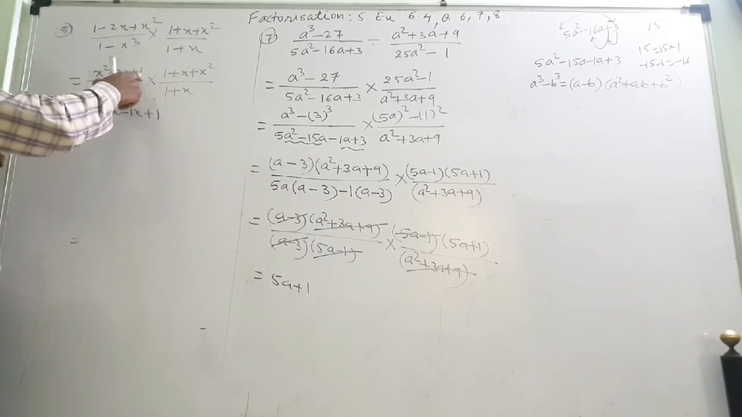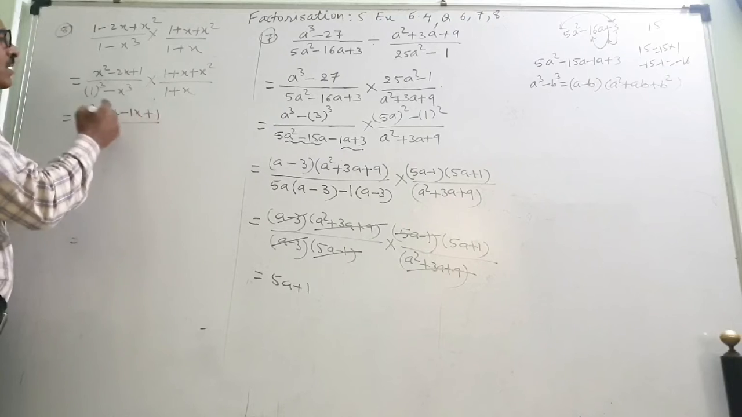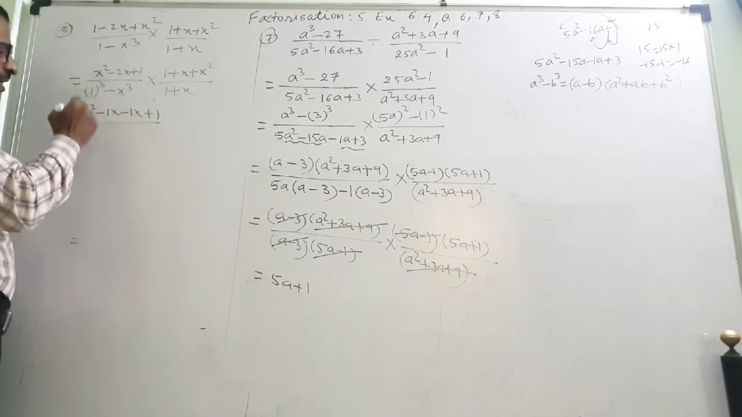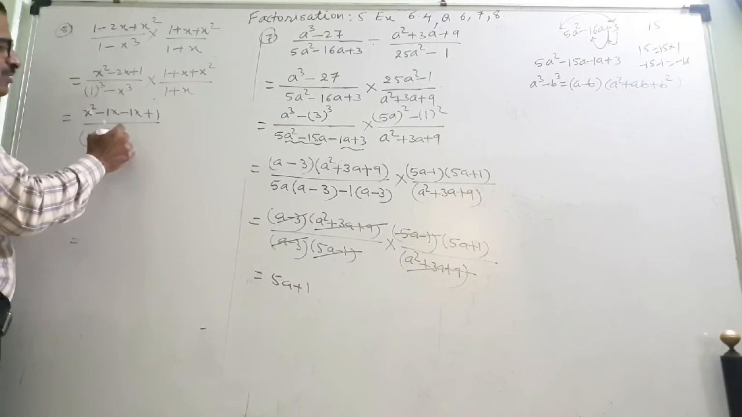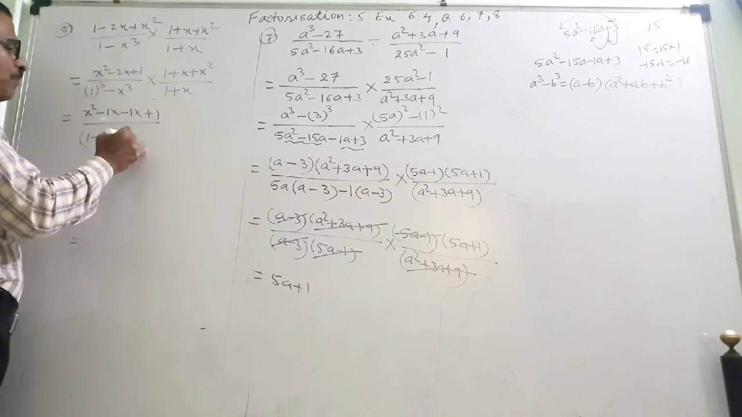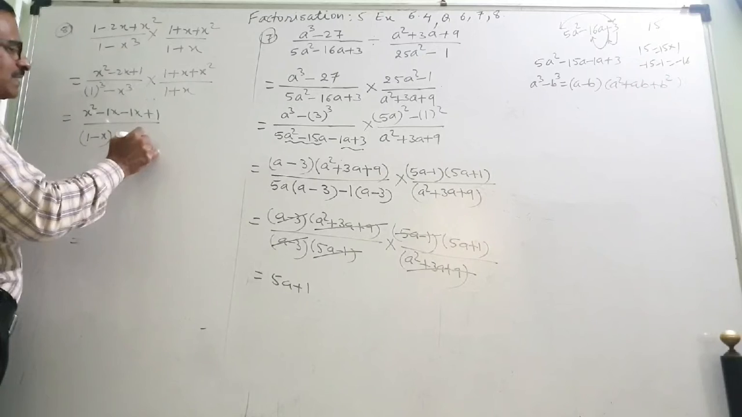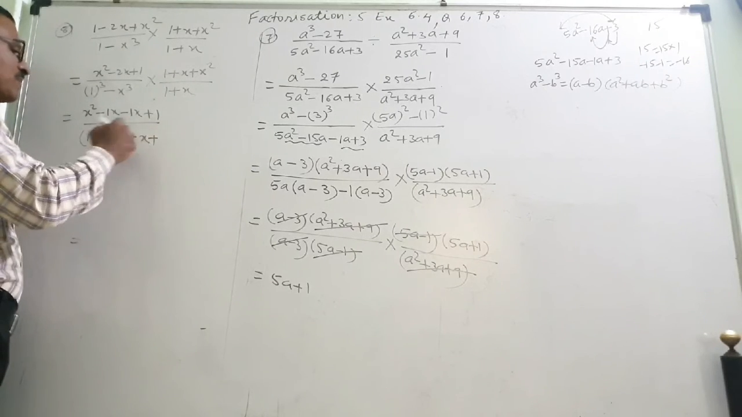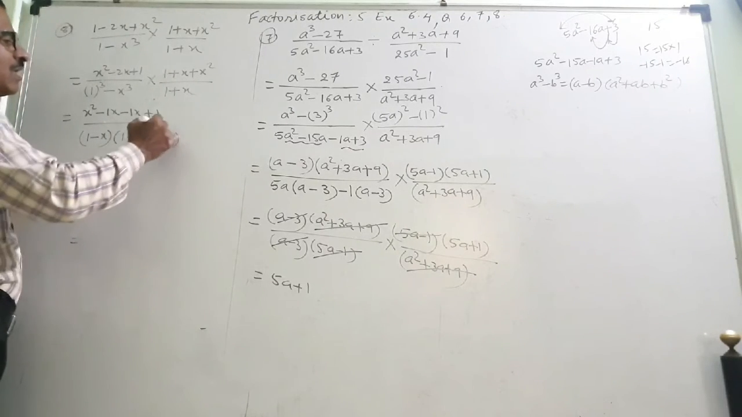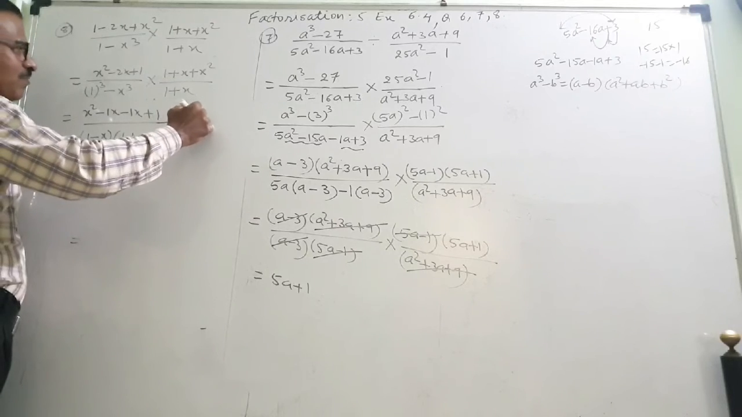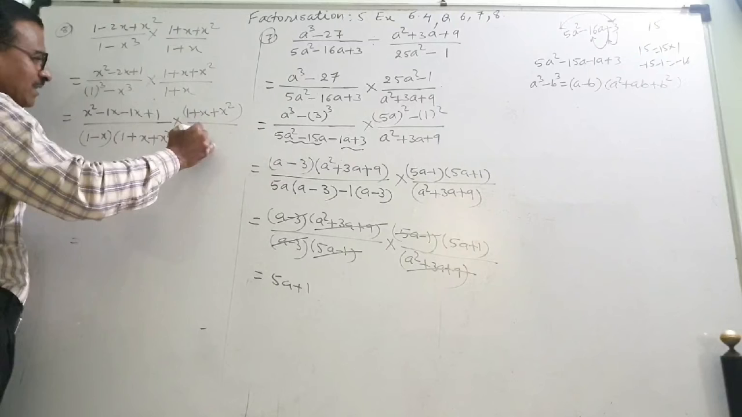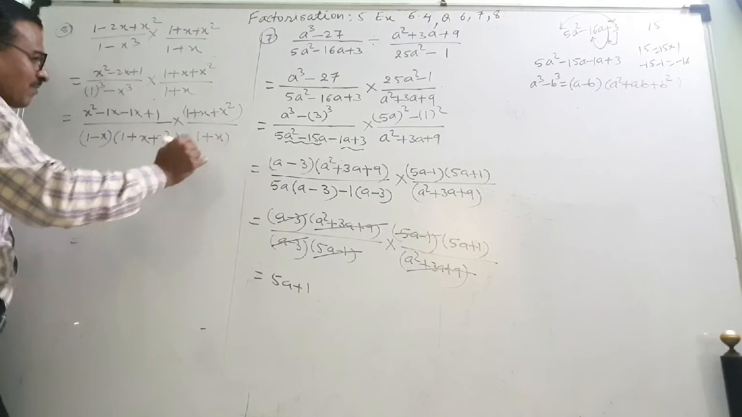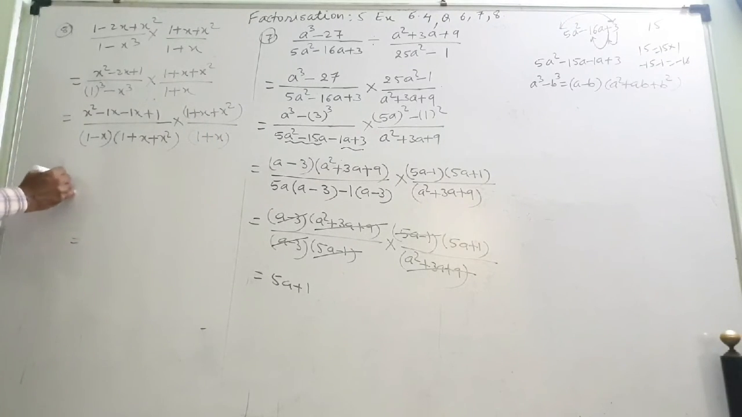Factors of 1 are 1 into 1 upon, this is a cube minus b cube. A minus b means 1 minus x into another bracket, a square means 1 square is 1 plus ab means 1 into x is x plus b square means plus x square into, this is 1 plus x square. Put the bracket. This is 1 plus x. So that is equal to.